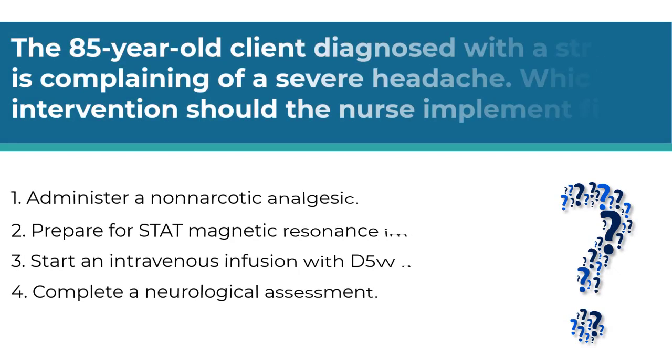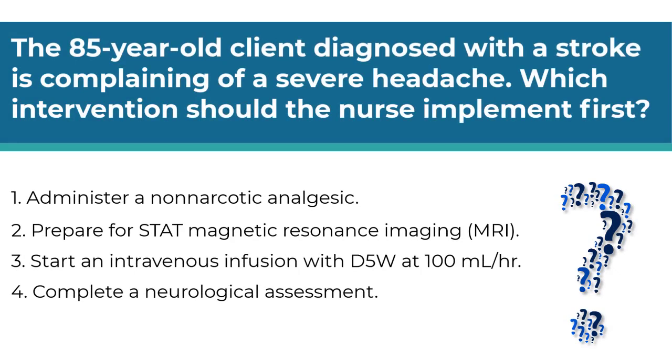Here's our next question. The 85-year-old client diagnosed with a stroke is complaining of a severe headache. Which intervention should the nurse implement first? Number 1, administer a non-narcotic analgesic. Number 2, prepare for stat MRI. Number 3, start an IV infusion of D5W at 100 milliliters an hour. Number 4, complete a neurological assessment.